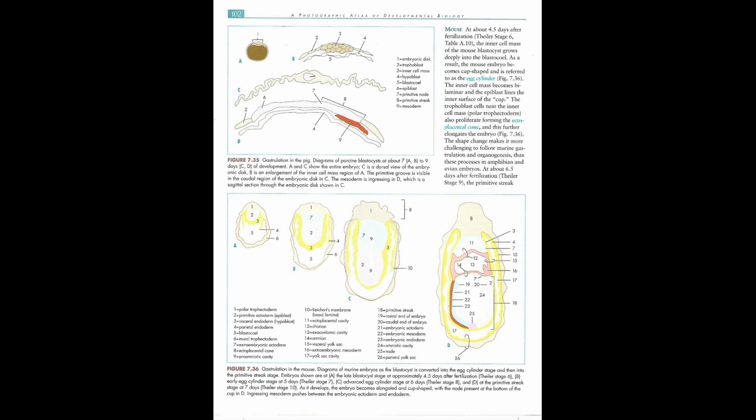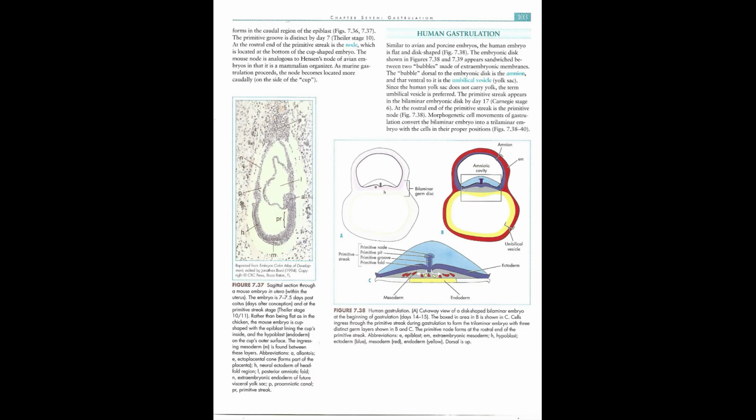At about 6.5 days after fertilization, Theiler stage 9, the primitive streak forms in the caudal region of the epiblast, Fig 7.36, 7.37. The primitive groove is distinct by day 7, Theiler stage 10. At the rostral end of the primitive streak is the node, which is located at the bottom of the cup-shaped embryo. The mouse node is analogous to Hensen's node of avian embryos in that it is a mammalian organizer. As murine gastrulation proceeds, the node becomes located more caudally, on the side of the cup.